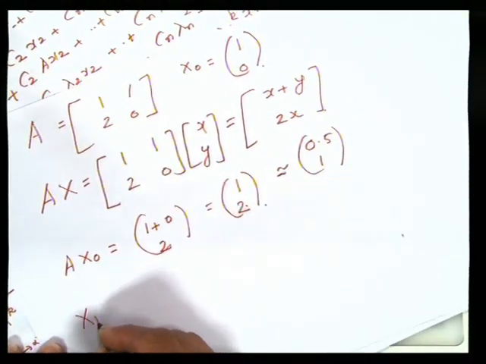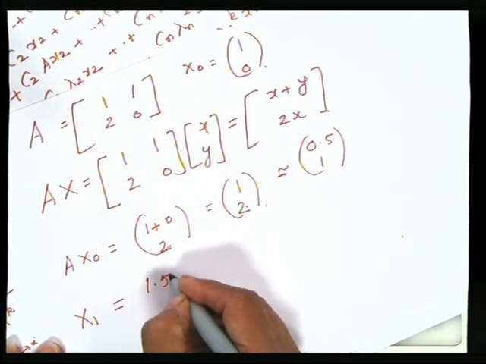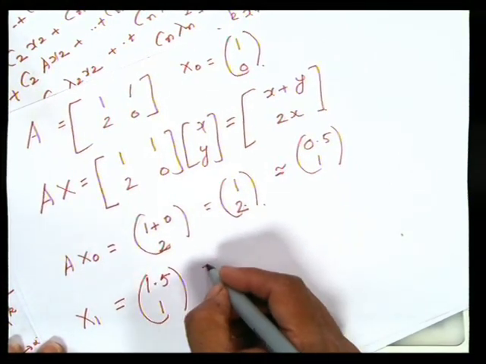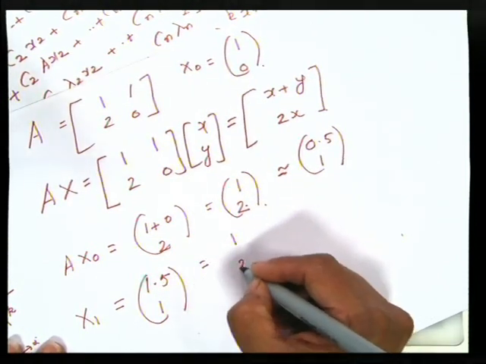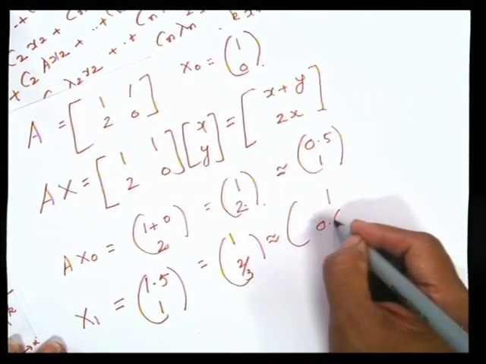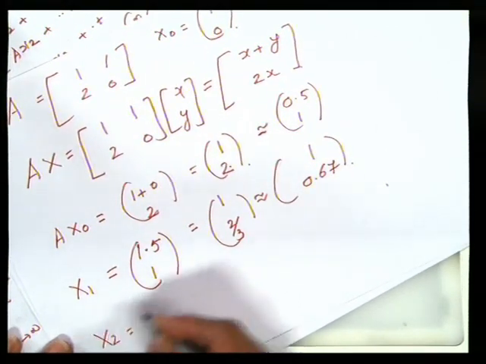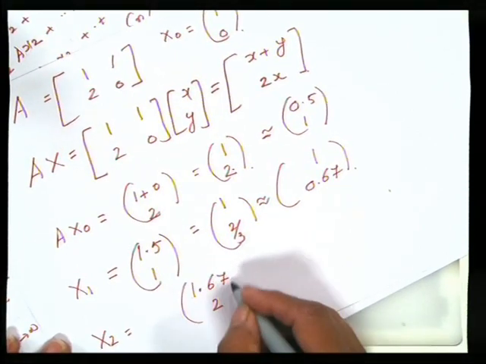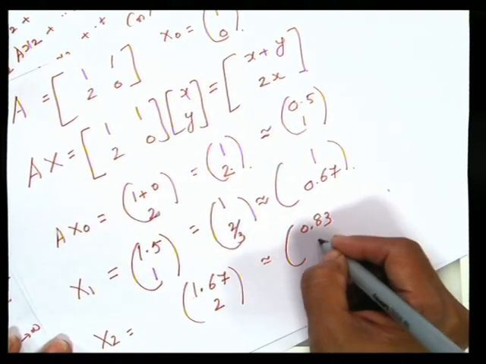Next, let us take x1, the next iterate. That will give us x plus y, so 1.5, and 2x will give you 1. So we have to divide now by 1.5. So this becomes 1 and 1.5 is 2 by 3 approximately. So this is equal to 1 and 0.67. Let us find the next approximation. That will give us 1.67 and 2. Again we divide by 2. So this becomes 0.83 and 1.